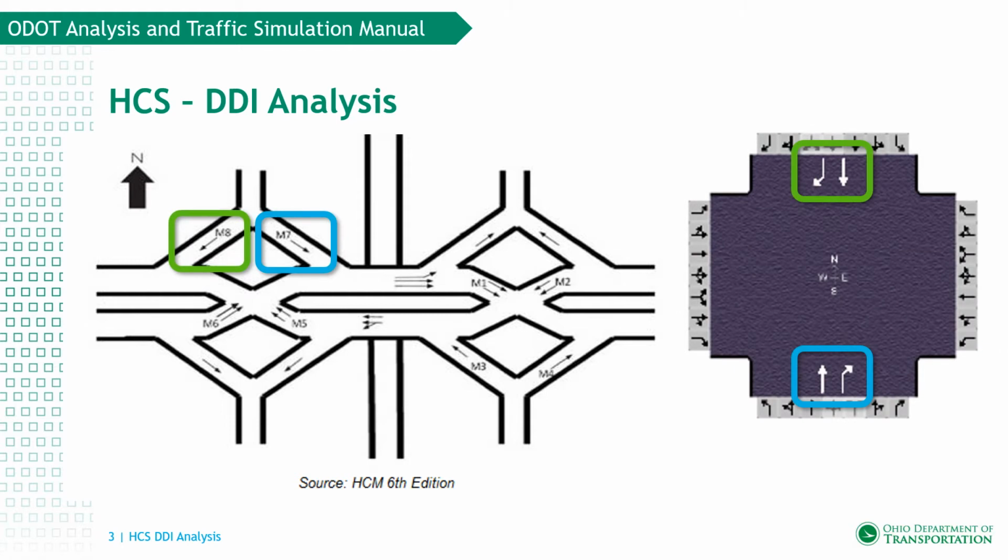HCS will not allow the unconventional situation where through traffic is shown on the left side of the roadway. In order to model the left turns from the ramp and allow for proper phasing overlaps with the signal timings, all the left turning movements in the DDI need to be converted to right turns. In this example, left turns from the southbound ramp, shown as M7, are modeled as a northbound right turn movement.